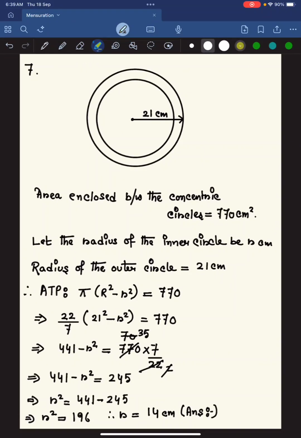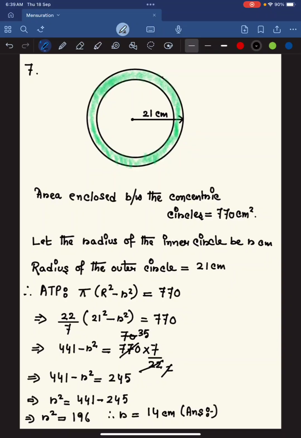Okay, let's come to question number 7. It is given that in the adjoining figure, the area enclosed between the concentric circles is 770 centimeter square. So how do we get the area of this concentric circle?